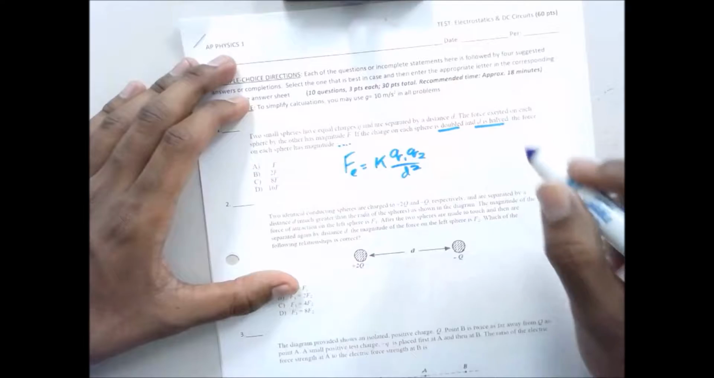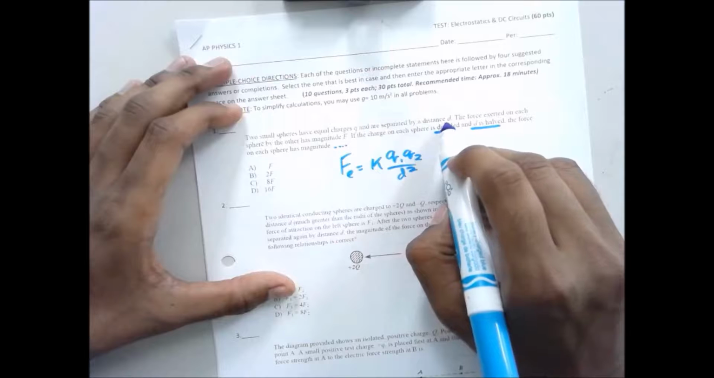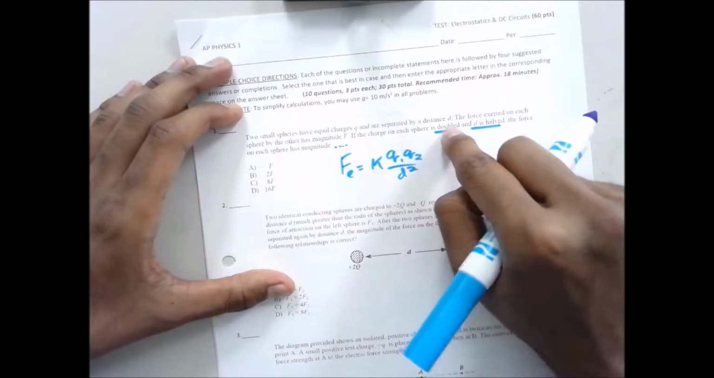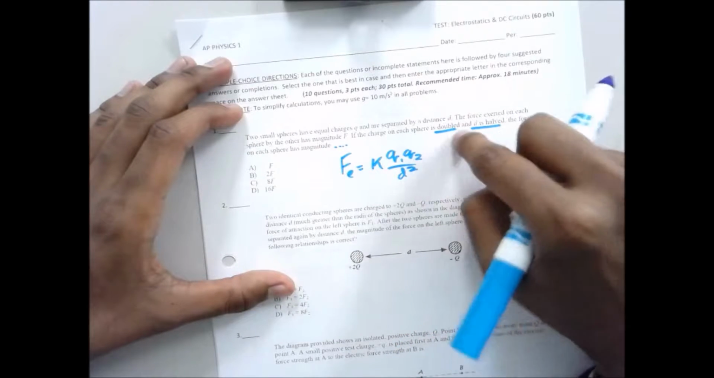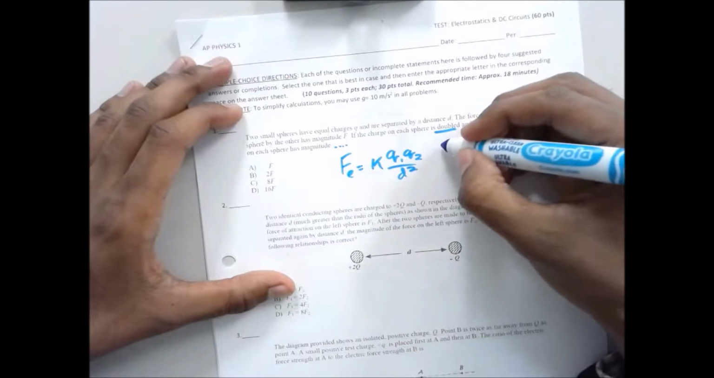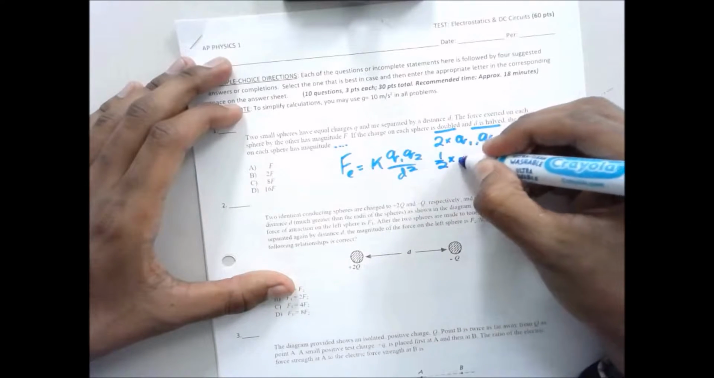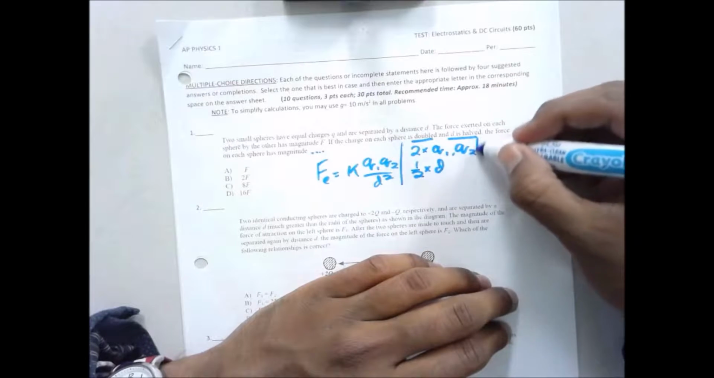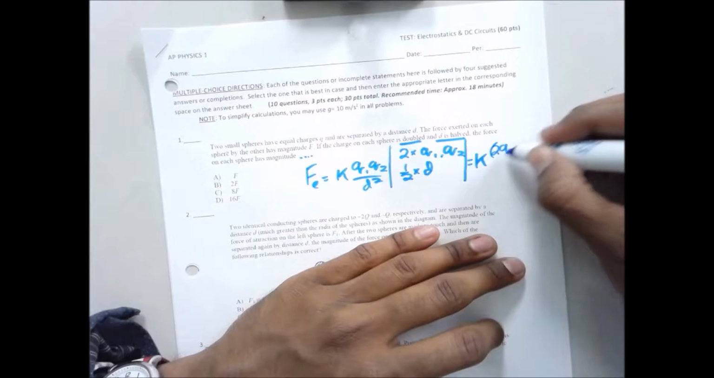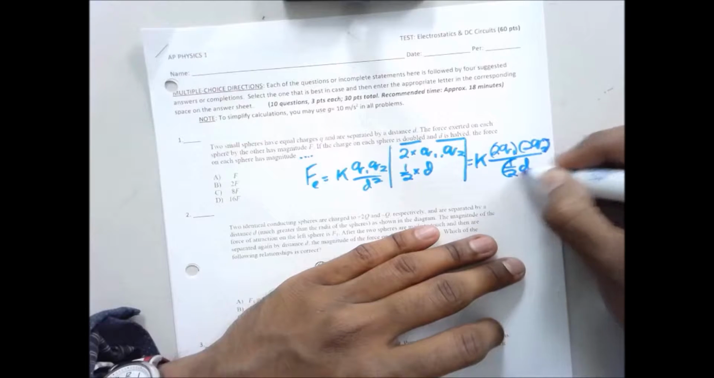So the way that we would reason through this is to say, okay, initially, if the two small spheres have equal charges Q and are separated by a distance d, then it's just this equation, right? K Q1 Q2 over d squared. So whatever change happens, we have to look at the resulting electrostatic force as a factor of the original electrostatic force, right? So let's say 2 times Q1, Q2, and 1/2 times d. Let's see how that looks in this expression right over here. K 2Q1 times 2Q2 all over 1/2 d squared.